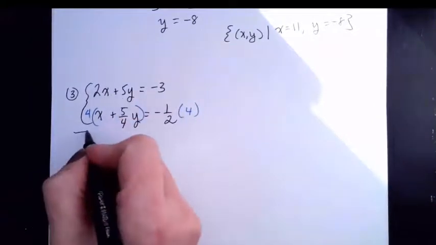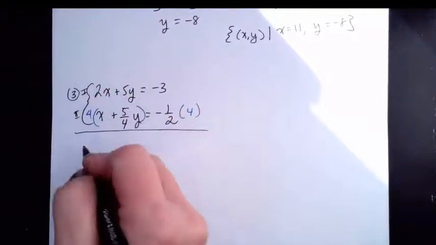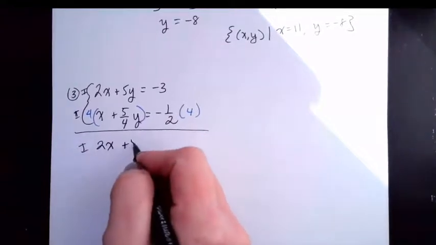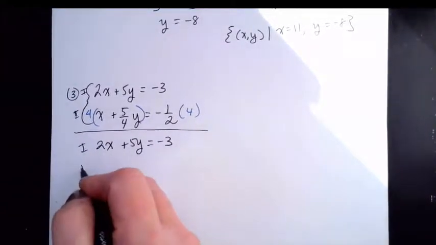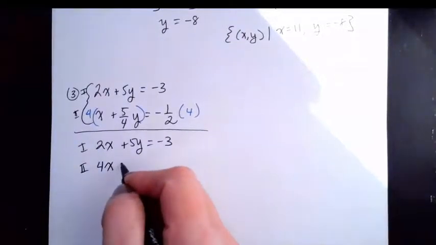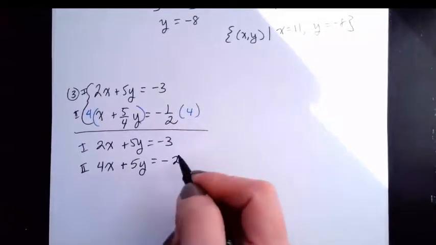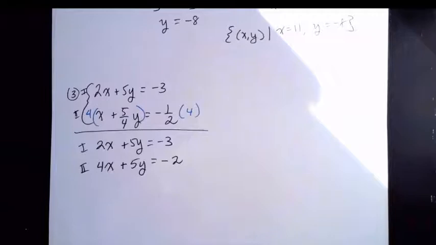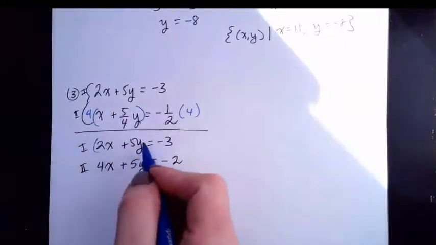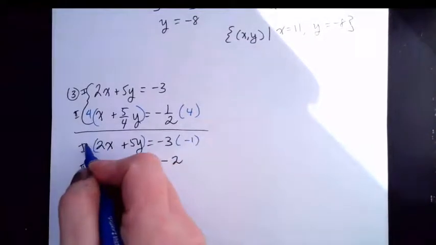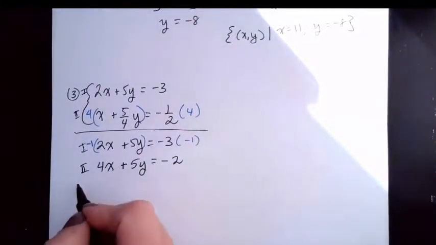Rewriting both equations. First one and the second one. First one staying the same right now, 2x plus 5y equals -3. And then the second one, 4x plus 5y equals -2. So now I see that the coefficients for y are close to being opposites, but they have the same sign. So I just want to change the sign of one of those y values. It doesn't matter which one I change the sign of. I'll just go with the first one. To change the sign, I need to multiply by a negative. So I'll multiply both sides of that first equation by -1.